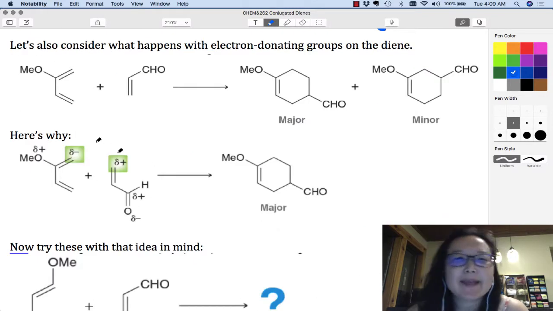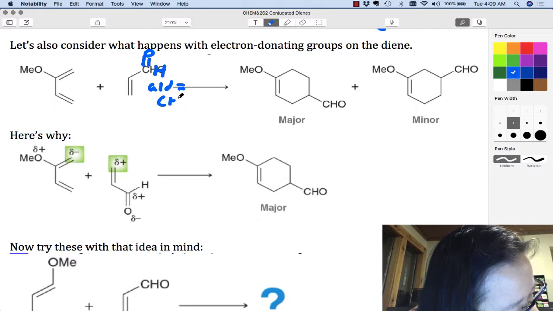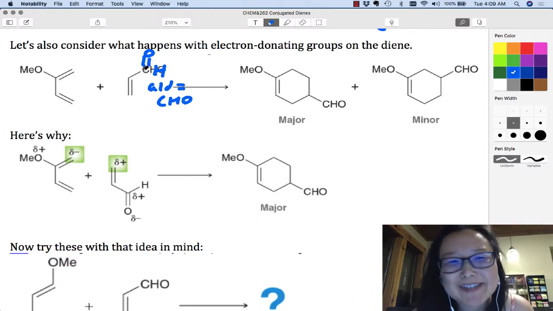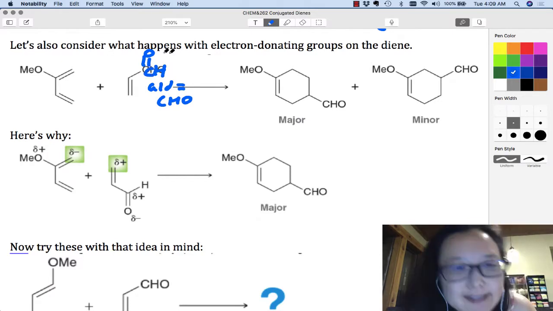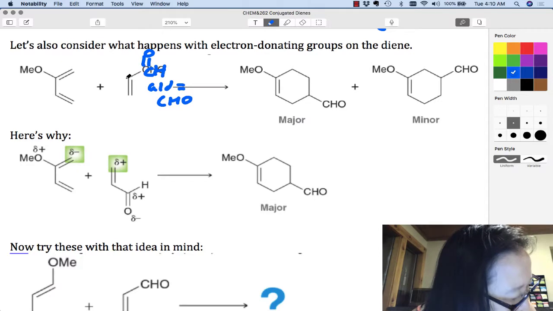Now we see something with modifying the diene. We talked about how great it is to have an electron withdrawing group. Again, CHO is a C double bond OH. It's an aldehyde, a CHO group. So know that for biology and biochemistry, it's really important. This is electron withdrawing, so that helps to make this more positive here.